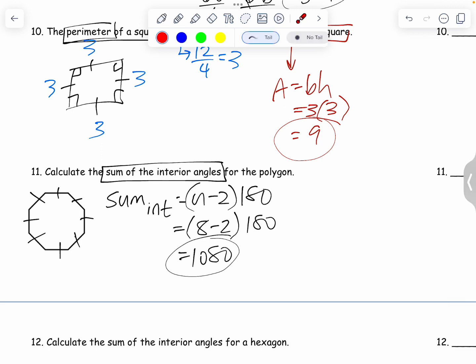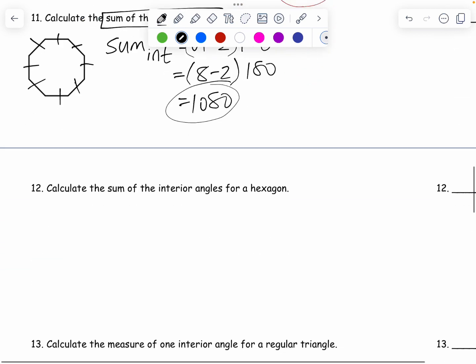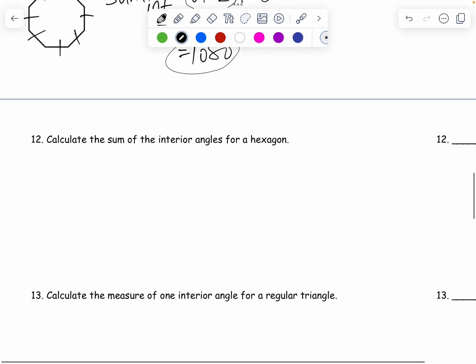Remember, you guys, that you have to look for keywords in the wording of the question. Sum, find it on your note card. Interior, find it on your note card, because all the formulas kind of look very similar. So just be careful that you are doing the same thing.